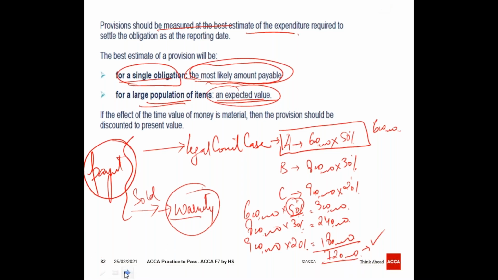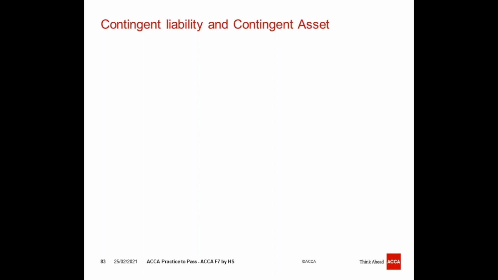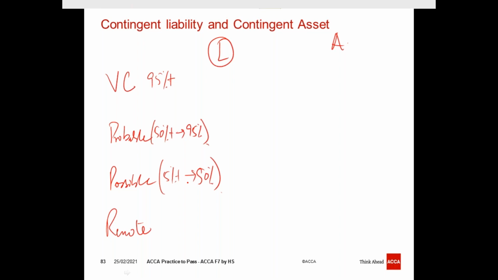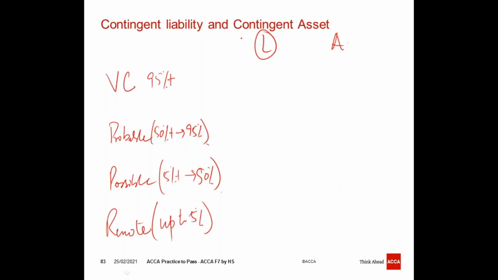Moving on to the next point, contingent liability and contingent assets. For liabilities and for assets, there will be four situations: virtually certain, probable, possible, and remote. Virtually certain means 95% plus chances of the payment. Probable means 50% plus till 95% chances of the payment. Possible means 5% plus till 50% chance. So 50% actually occurs in the possible situation. And if the chance is up to 5%, that means it's a remote case. So these are the four terms that we use.